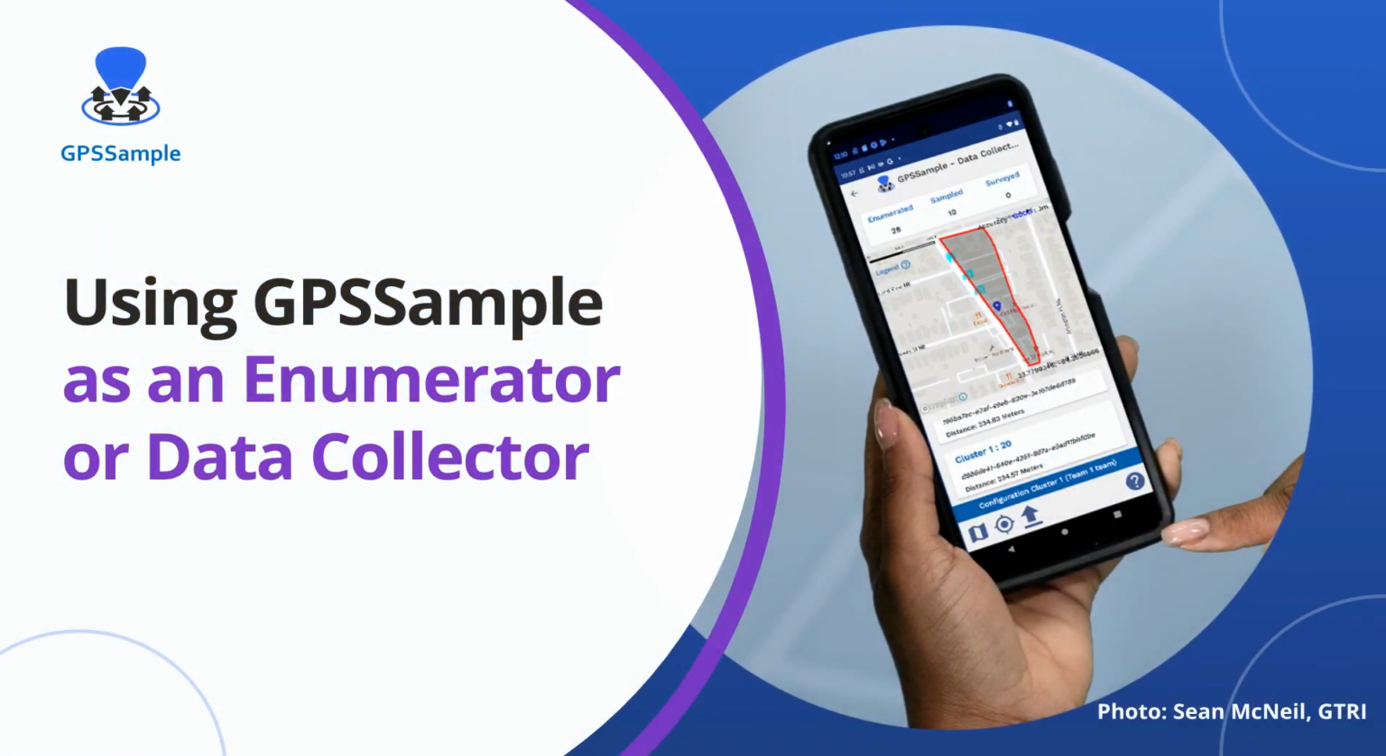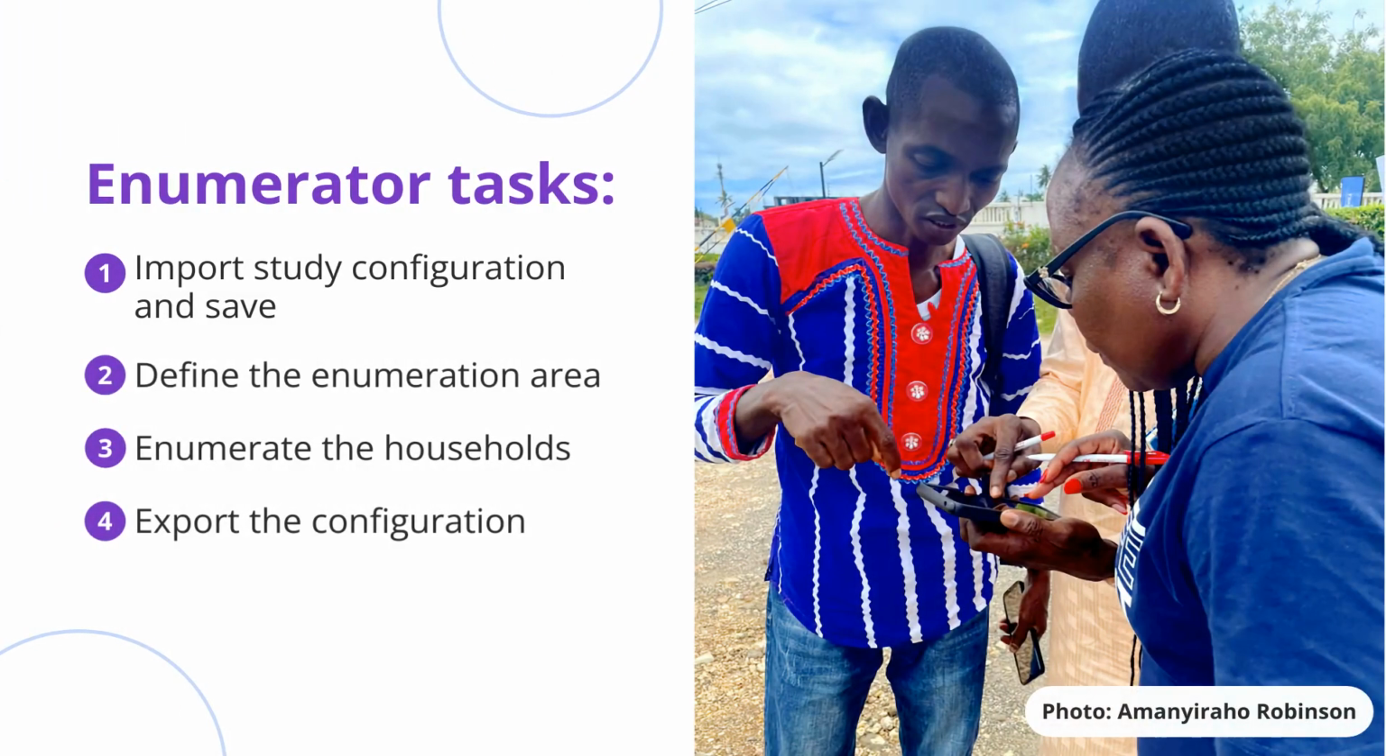In this video, you'll learn the tasks the enumerator and data collector do in GPSSample to enumerate an area and gather survey data for a selected sample of households. These are the enumerator's tasks in the app, and now we'll go through each of these in more detail.